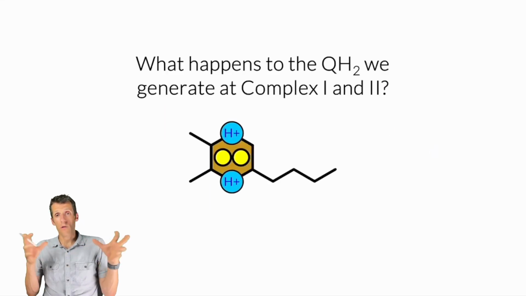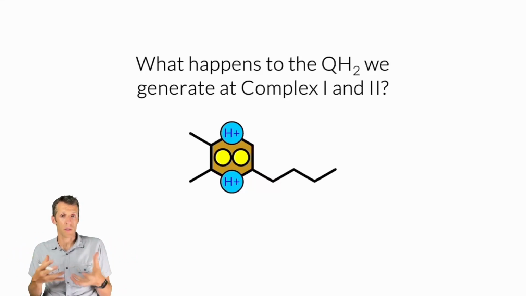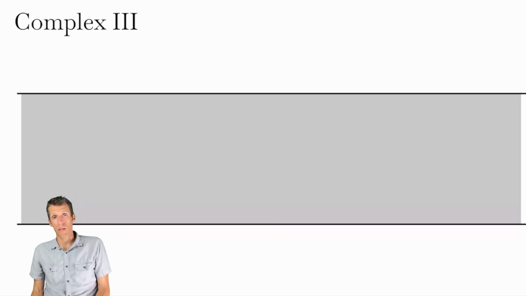Okay, so I said there's 2 sources of QH2. We've generated these mobile electron carriers, QH2. What do we do next? What do we do with those in future complexes? So it turns out we go to complex 3, and this is one of the more complicated sets of reactions.